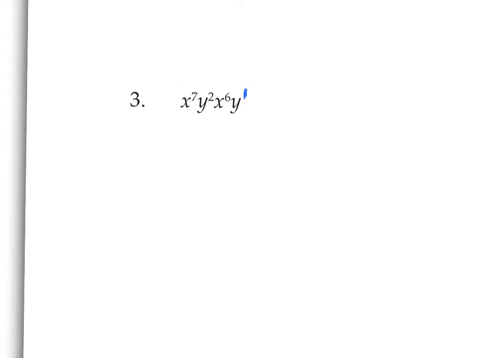So when you have more than one base like this, what you're going to want to do is rearrange these a little bit and put all the x bases first. Because remember, with multiplication, it doesn't matter what order you write it in. It still comes out to be the same thing. So if we put these two x bases first, we're going to have x to the 7 times x to the 6, and then the y bases next to each other, y squared, y to the 1.